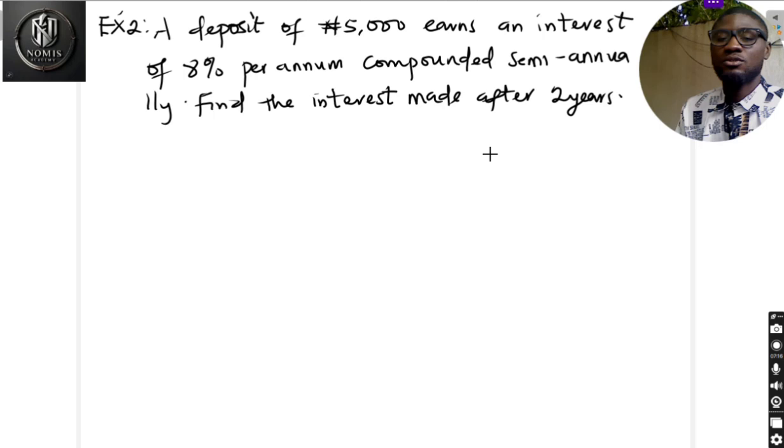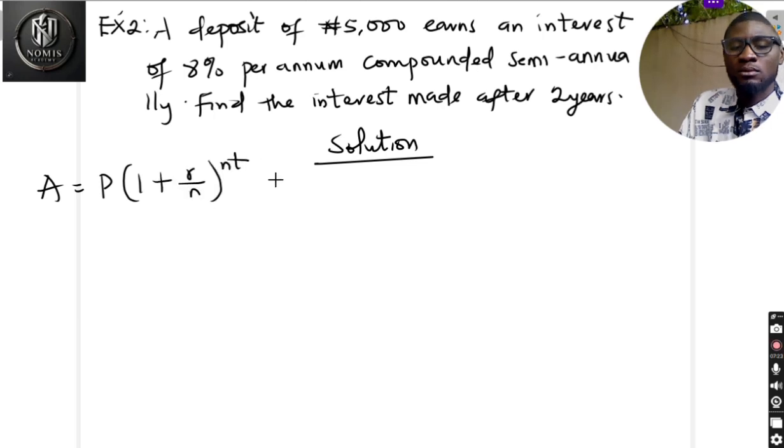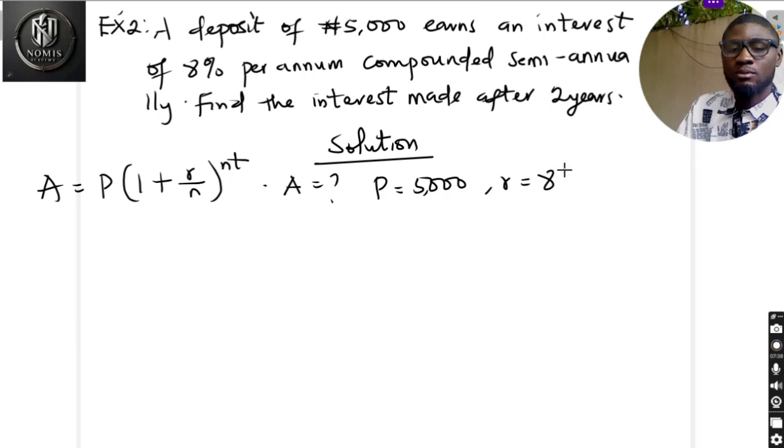Solution. The first thing you should state is your formula. A equals P, open bracket, 1 plus r all over n, close bracket, to the power nt. Now let's identify the given parameters of the formula. So our A, we don't know. We're going to calculate it. The principal is 5,000. The r is the rate, and that is 8%.